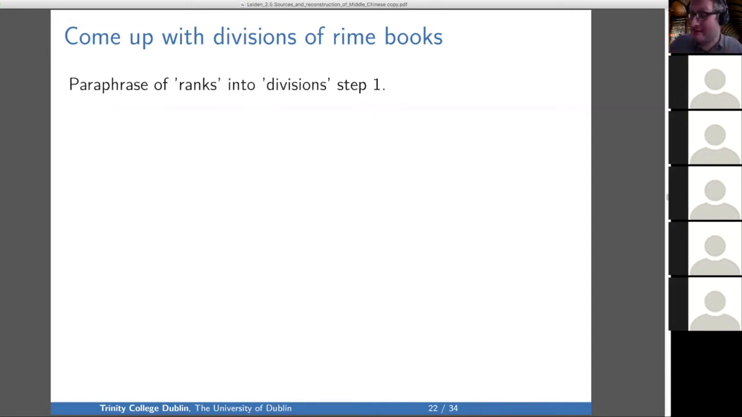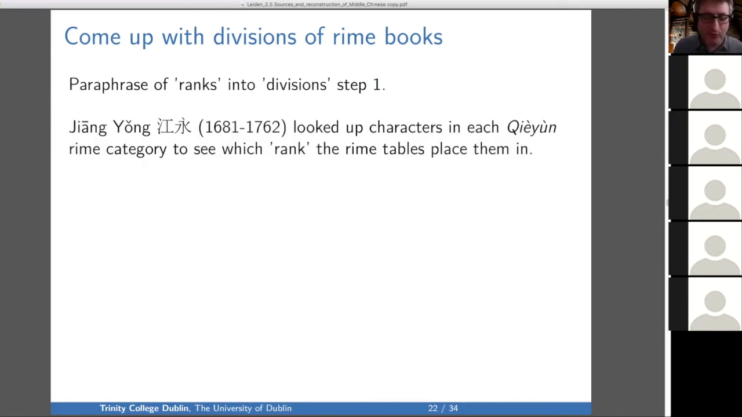In any event, I think it's a very useful distinction. So let's now explore what that is. We've already discussed that in the rhyme tables, rank I'm taking to mean something physically about the page formatting of the book itself. So now we move from rank to division. Step one: this guy Jiang Yun, in the 18th century mostly, looked up the characters in each Qieyun rhyme category to see which rank the rhyme tables put them in.